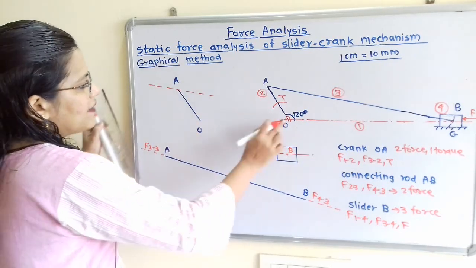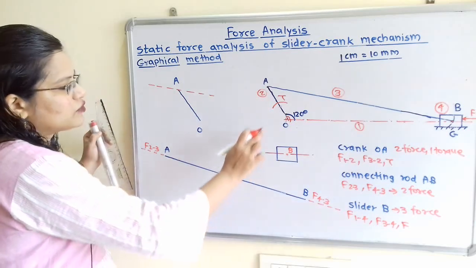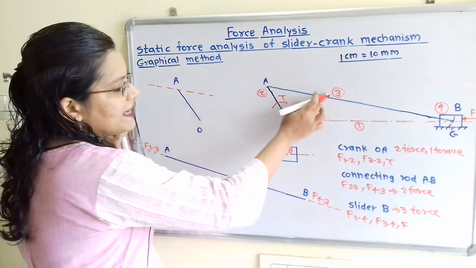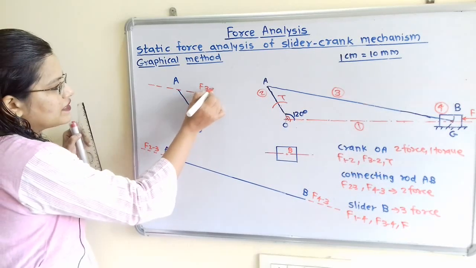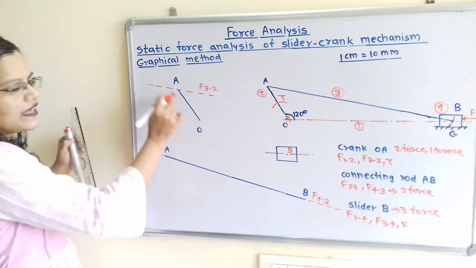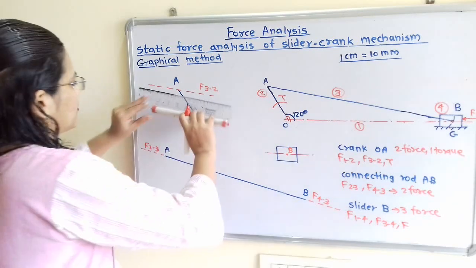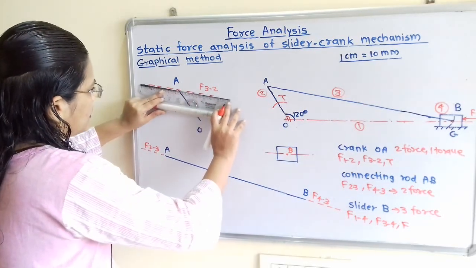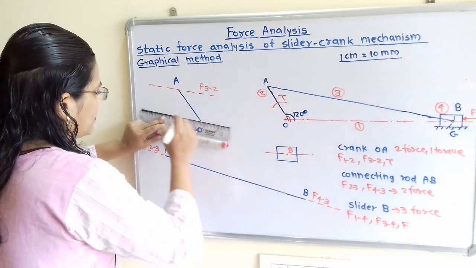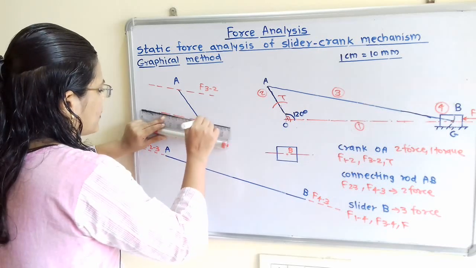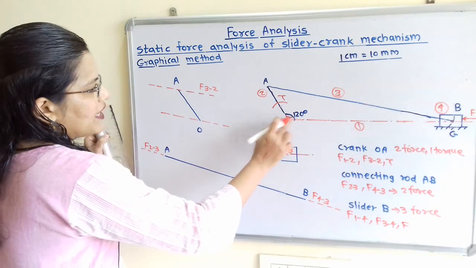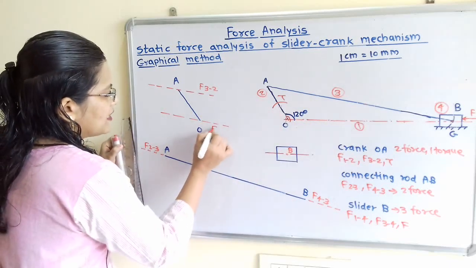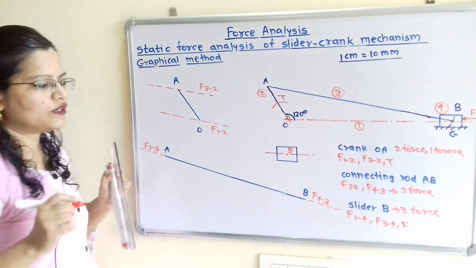Now for this crank OA, which force is there? Through this point A, F of 3 to 2. So this is the line of action of force F of 3 to 2. Now the forces are parallel to each other, so I have to show here one line parallel to this but passing through O. Now through this point O, which force is there? F of 1 to 2. So this is the line of action of force F of 1 to 2.